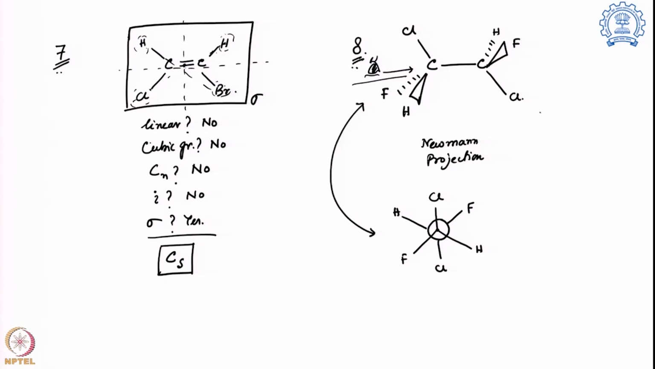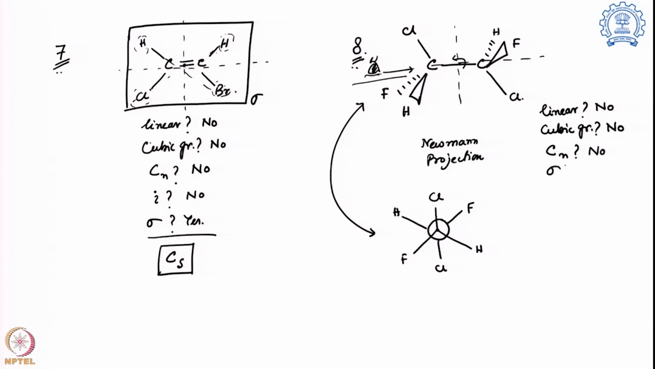Now, over here I am going to ask the same questions, are you linear? Answer is no. Next question, do you belong to a cubic group? The answer is still no. Do you have a Cn axis of rotation? So, over here you can try to find different axes of rotation, or even perpendicular to that, and you can see whatever rotation you do, you are not going to get any new configuration which matches the original. So, that means this molecule does not have an axis of rotation.